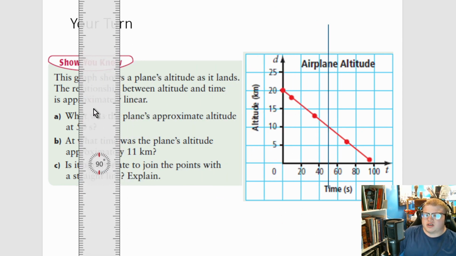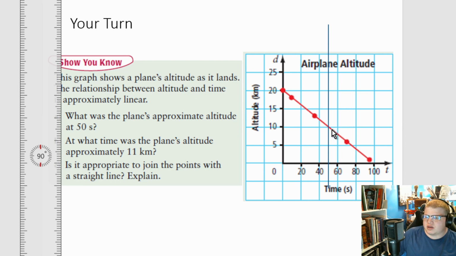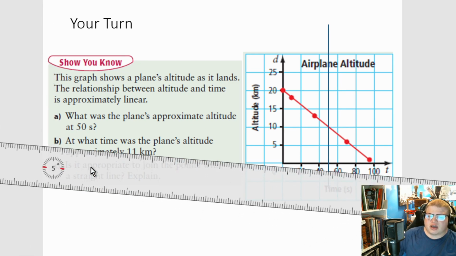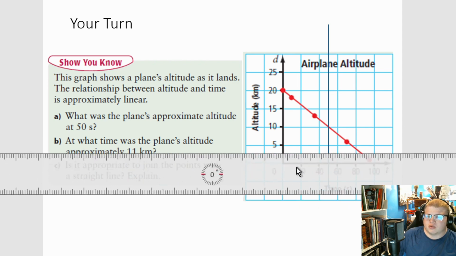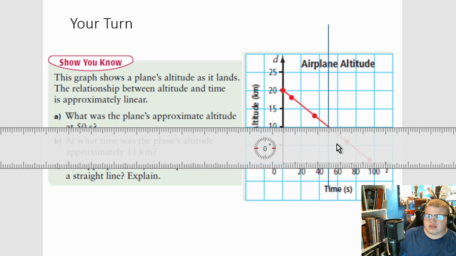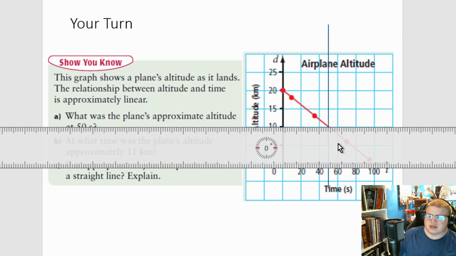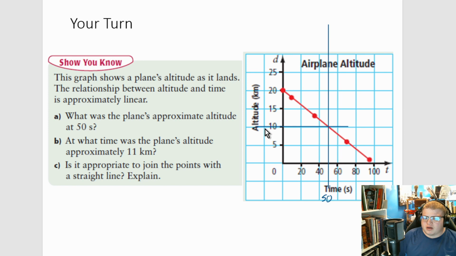So once you have your line drawn, you're going to look and you're going to see where it intersects with the graph. And then you have to take your ruler again, and you have to figure out where that lines up with the side or the other axis. And it came out right on 10 almost. So we're going to say that at 50 seconds, the altitude is 10. Now I want you to quickly pause the video and try this on your own. So find 11 kilometers on the altitude and figure out what the time would be for 11 kilometers. And I'll give you a second to do that.